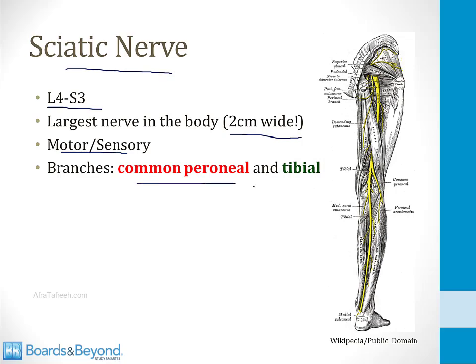Those are the common peroneal and the tibial. If you look at this drawing on the screen here, this is the sciatic nerve running down the back of the thigh. It branches into the common peroneal and the tibial nerve, and that's what we'll talk about next.